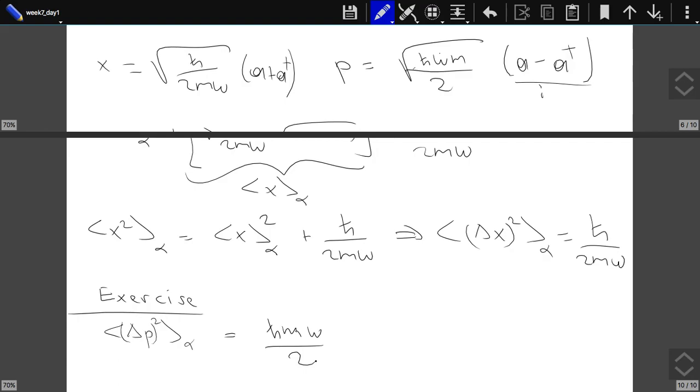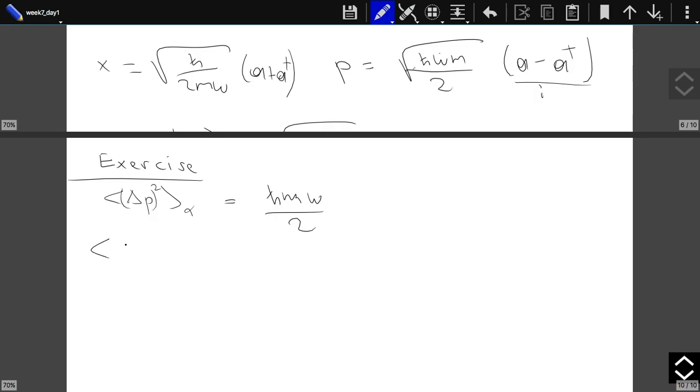These alpha kets are not energy eigenkets. And you see that the uncertainty in delta x squared times the uncertainty in delta p squared is just h bar squared over 4. So whatever the value of alpha is, these states, if they exist, we still didn't discuss the problem of their existence, are minimum uncertainty states for all values of alpha.